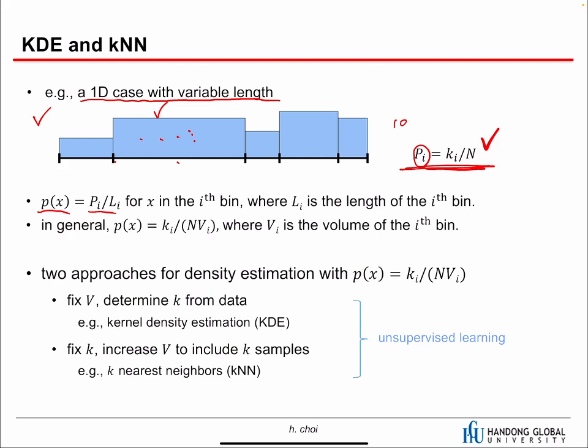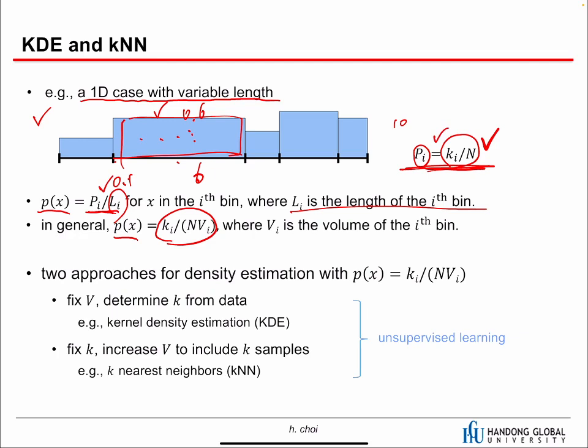Then this one is 60%, 0.6, but the length is, let's say, 6. Then each one is 0.1, and 0.1 times 6 is 0.6. So p of x is p sub i divided by l sub i, where l sub i is the length of the ith bin. In general, instead of l sub i, we can use v sub i for the volume. Then p of x is k sub i divided by n times v sub i. We just combine this one and this one.